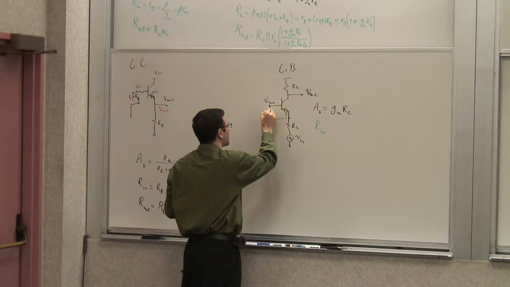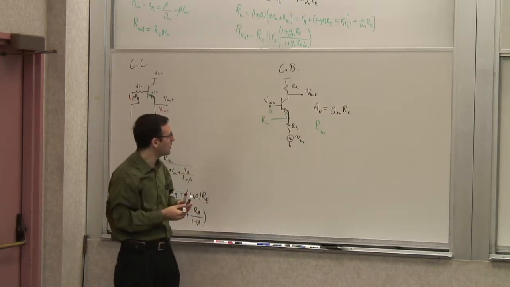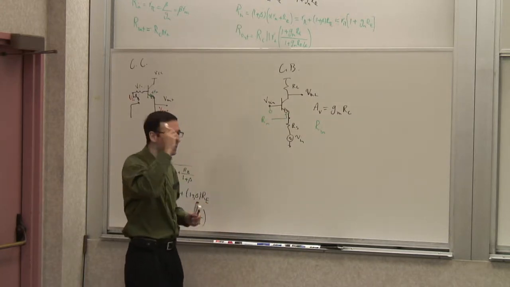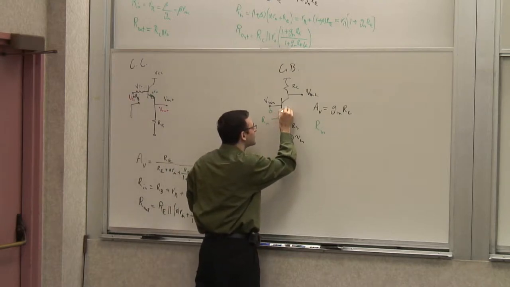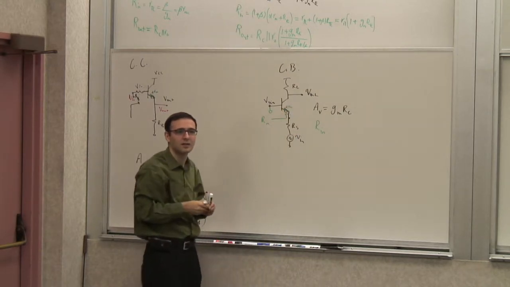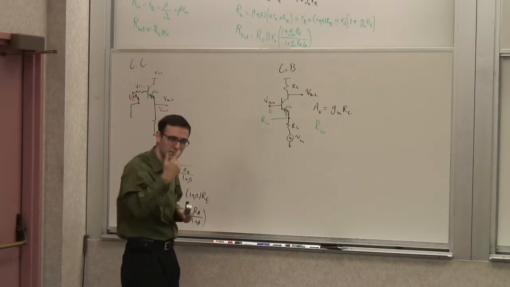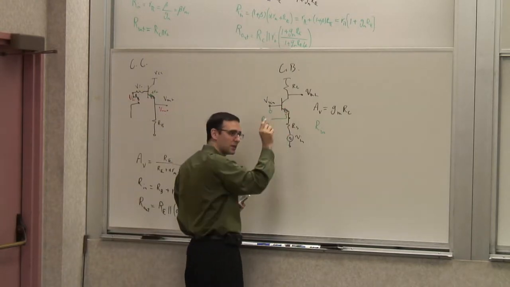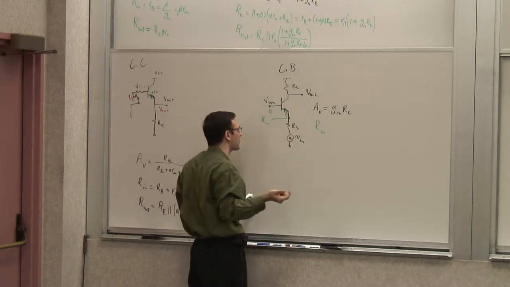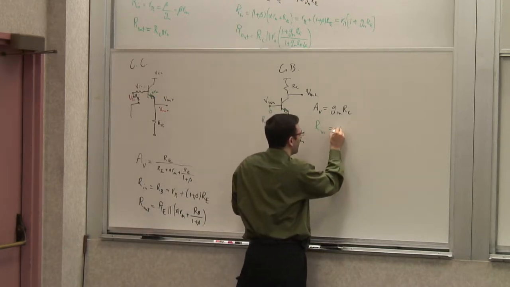Short, right? So this guy from an AC perspective is short. What do I see looking into the emitter? Again, think about this as that little resistor alpha RM there, from a small signal perspective. For perturbations, for small changes, that's what it is. So RN is basically alpha RM.